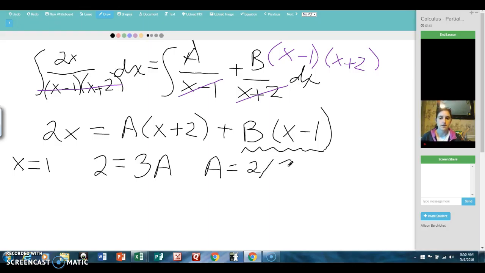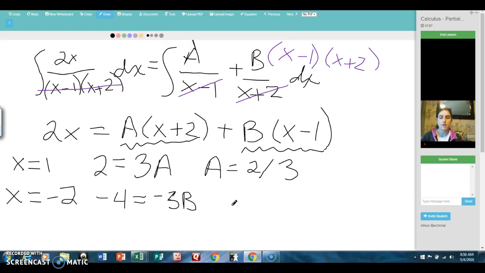2/3. Okay, and then the next convenient number is -2, because if I plug in -2, my a term will go to 0. So I'm going to get -4 on the left equals -3b. So b is equal to 4/3.